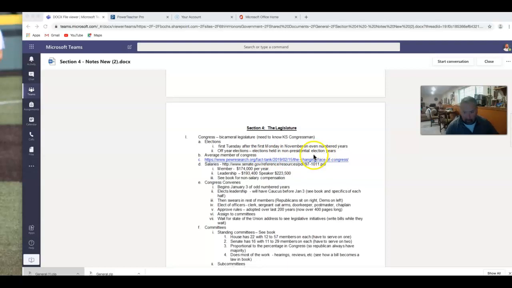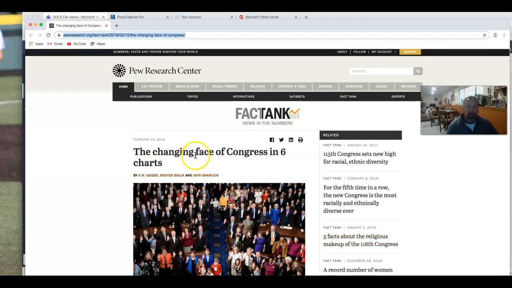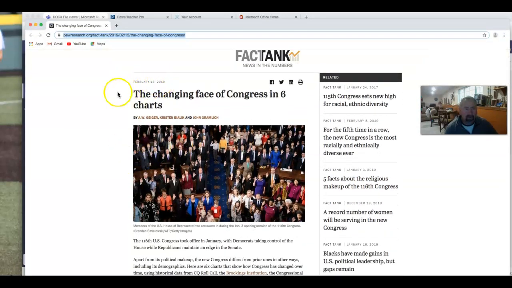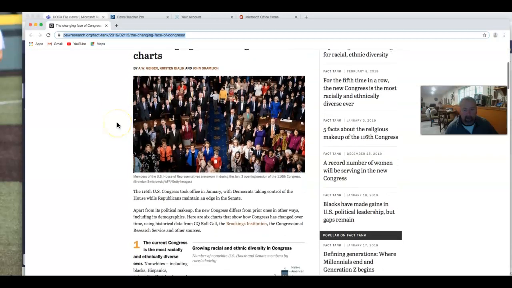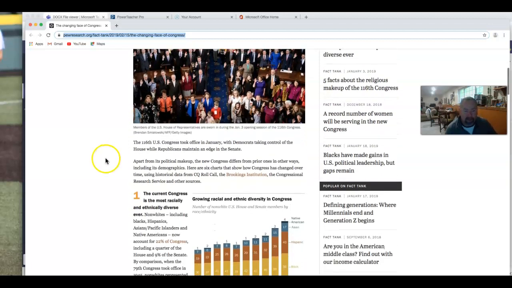Okay, so I pulled up this article for you guys. I used to have quite a few notes in here, but they're pretty outdated. Let me pull this up. This is from Pew Research. This comes from February of 2019, after the 116th Congress was sworn in. Just looking at the picture, you can see there's a lot of women in here. We have more minorities. This is the most diverse Congress we've ever had. As the 115th Congress was the most diverse Congress we ever had, and the one before that. And so it continues to change.